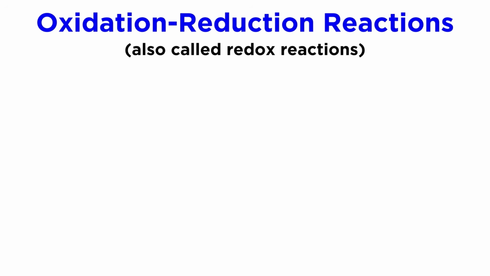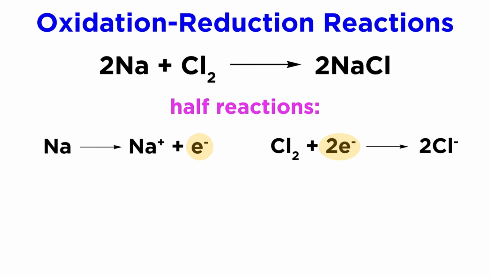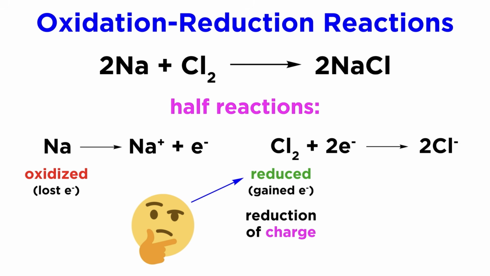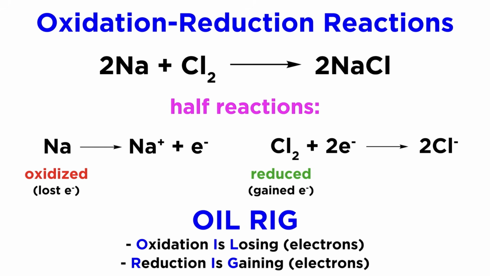Finally, we must discuss oxidation-reduction reactions, or redox reactions. These are reactions in which electrons are transferred from one substance to another. The substance that loses electrons has been oxidized, and the one that gains electrons has been reduced. It can be confusing to associate a gain of electrons with reduction, so think of it as a reduction of charge. We can also remember the mnemonic OIL RIG, if that is helpful in remembering the definitions of oxidation and reduction.